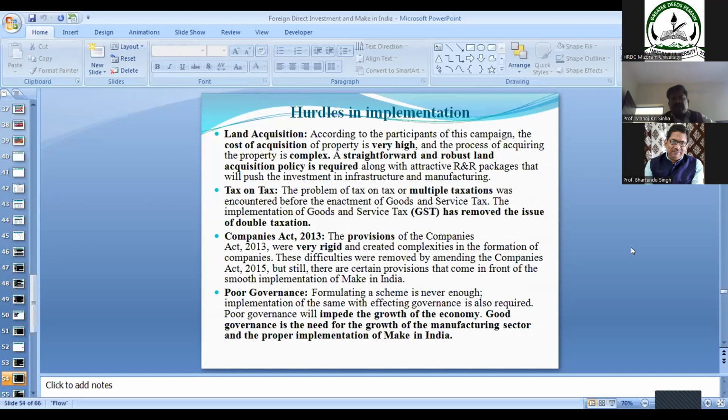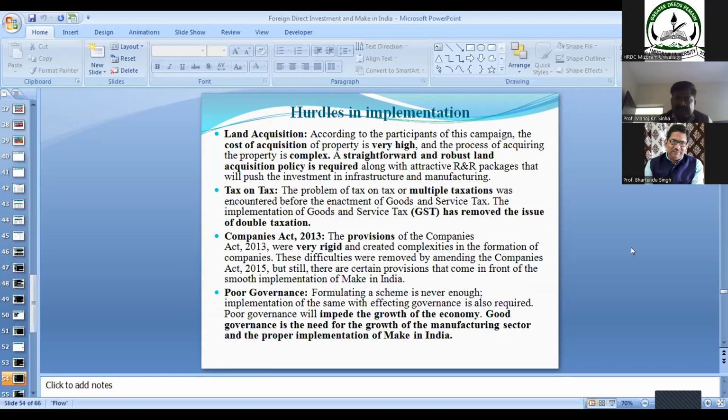Hurdles in implementation of foreign direct investment in making a success of the Make in India policy. So the first hurdle is land acquisition. Acquiring land in India is very tough and complex. The cost of acquisition is very high. The Government of India needs to set up a straight and robust land acquisition policy so that foreign investors can easily get the required land.